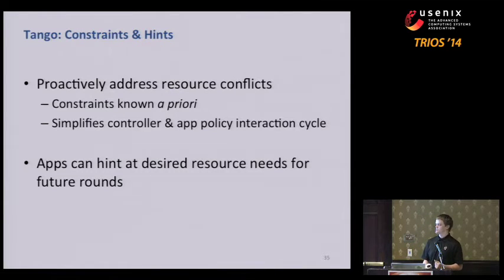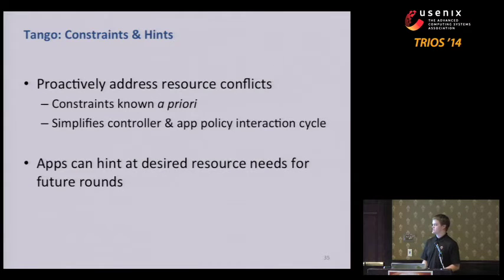We do this to simplify the controller and app policy interaction cycle. You can imagine if we just let the application send back the plans that they wanted, there would be conflict either with the user or with each other, and then the controller would have to go back to them and say, here, you need to correct this. And that would take a little bit longer of a cycle, and it might be harder to do.